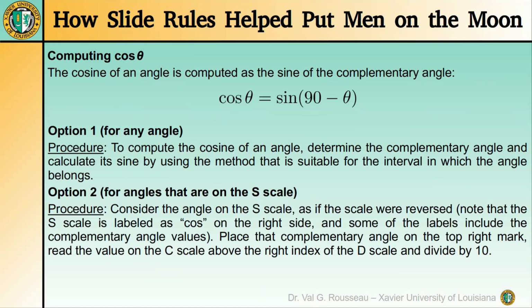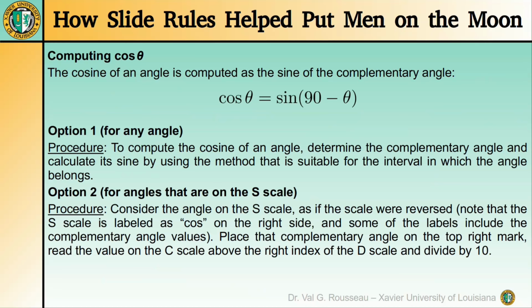For example, let us compute cosine 40 degrees. We find a double label 50-40, which means 50 is for the sine and 40 is for the cosine. We place the corresponding tick mark over the top right mark, and we read a value of about 7.65 on the C scale, which means the result is 0.765.